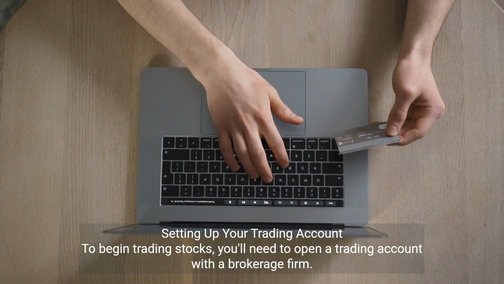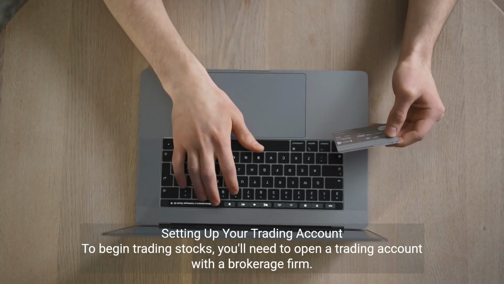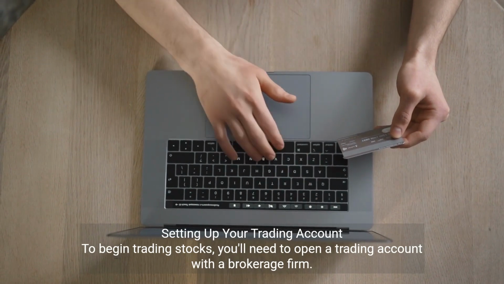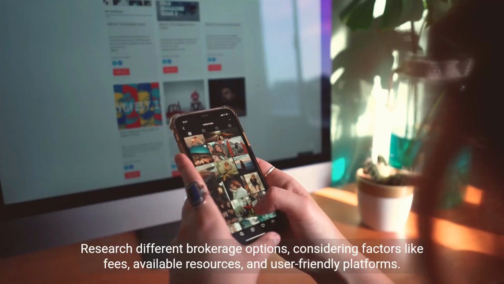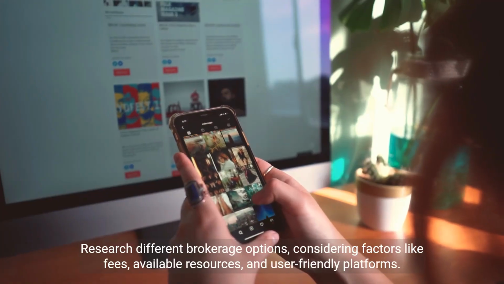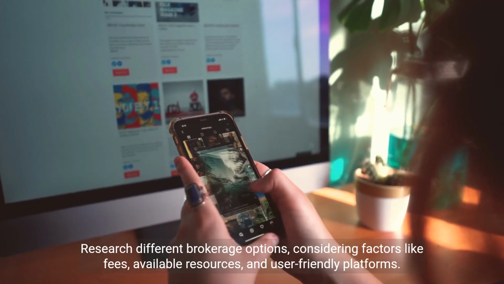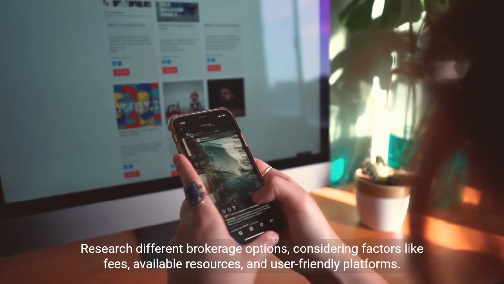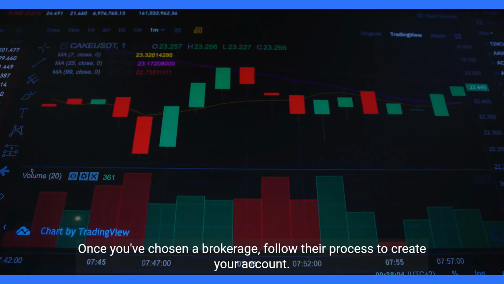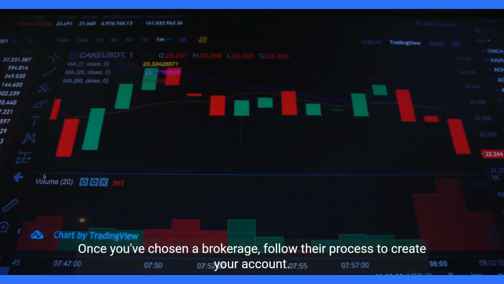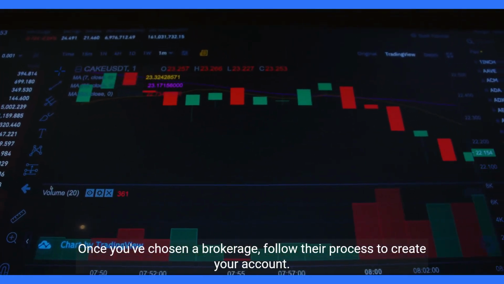Setting up your trading account. To begin trading stocks, you'll need to open a trading account with a brokerage firm. Research different brokerage options, considering factors like fees, available resources, and user-friendly platforms. Once you've chosen a brokerage, follow their process to create your account.